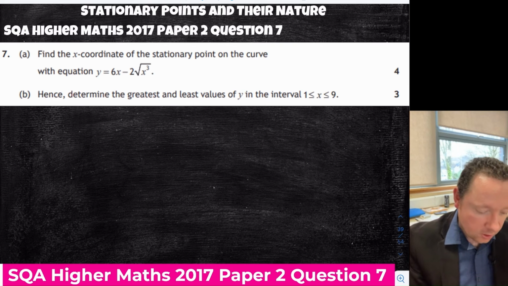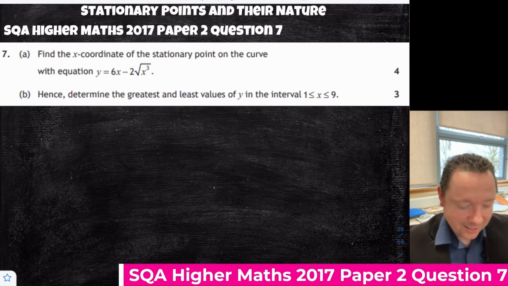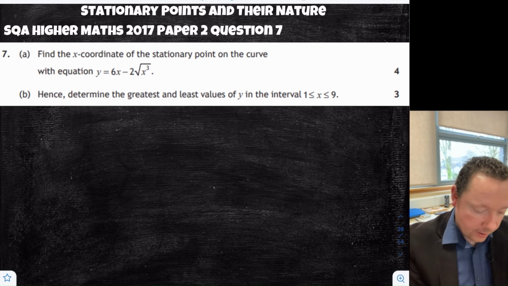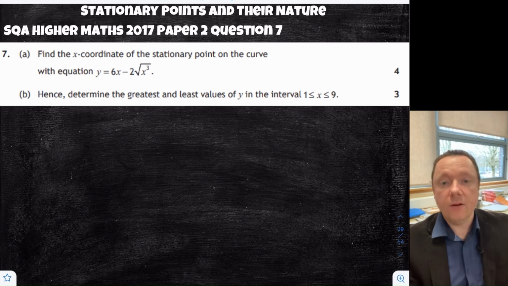Okay, stationary points, under nature, SQA Higher Maths 2017, Paper 2, Question 7. Find the x-coordinate of the stationary point on the curve with equation y equals 6x minus 2 root x cubed. Then find the greatest and least values of y in the interval 1 is less than or equal to x and less than or equal to 9.